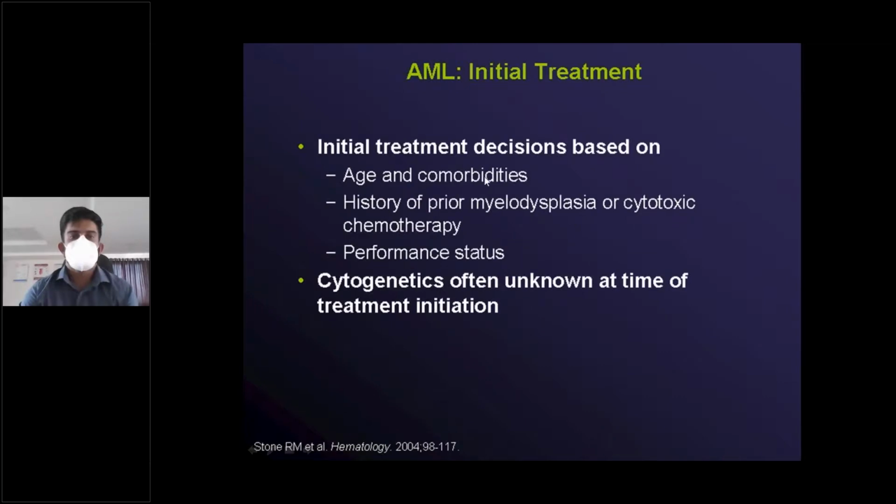So what is the initial treatment? It's based on age and comorbidities. That means there should be an age less than 65 years. Comorbidities also need to be taken into account. History of prior myeloid dysplasia or cytotoxic chemotherapy and performance status have to be assessed. Cytogenetics is often unknown at the time of treatment initiation, so you have to assess it after the treatment is started because it takes time.